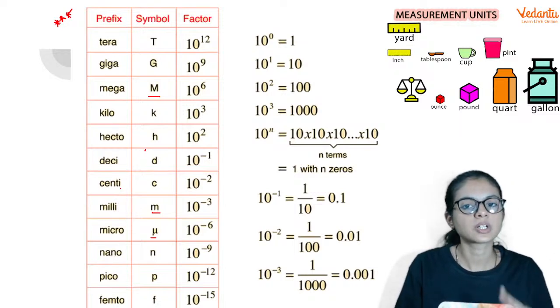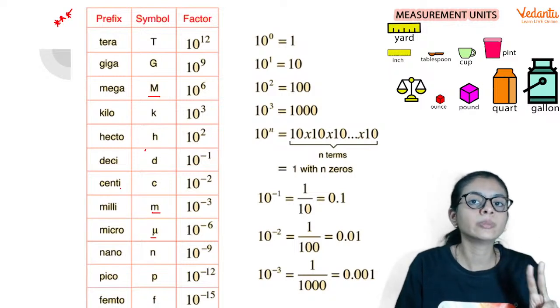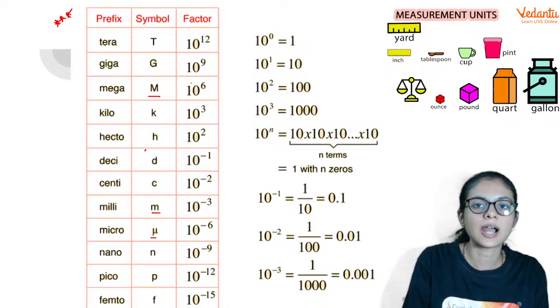So these are the numbers, these are the values, and how to convert them. What does 10 power 2 mean? 10 power 2 is nothing but 100. So let me write it here.